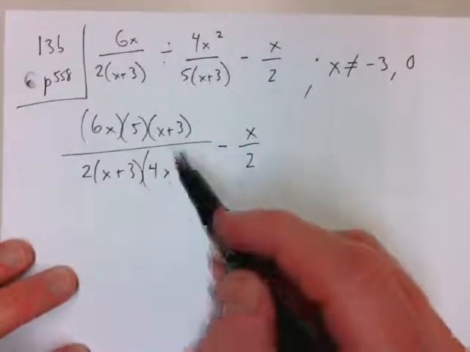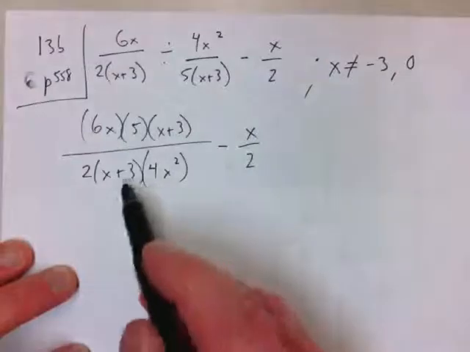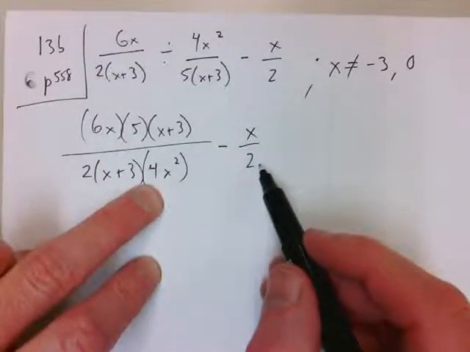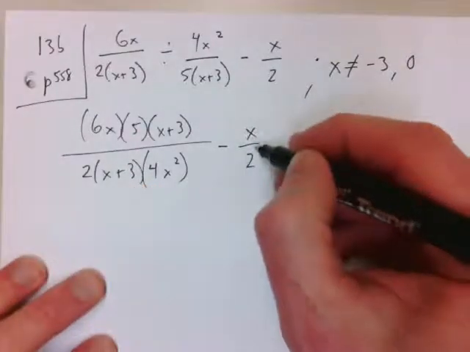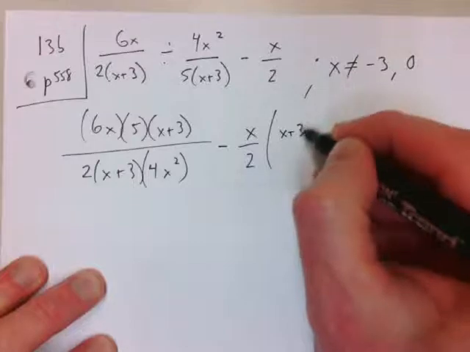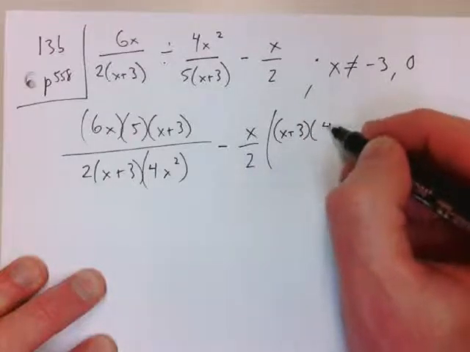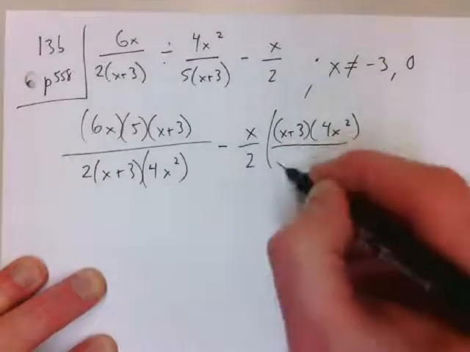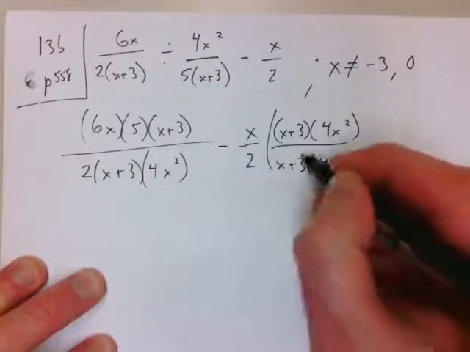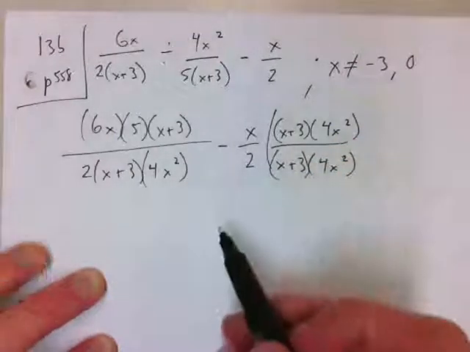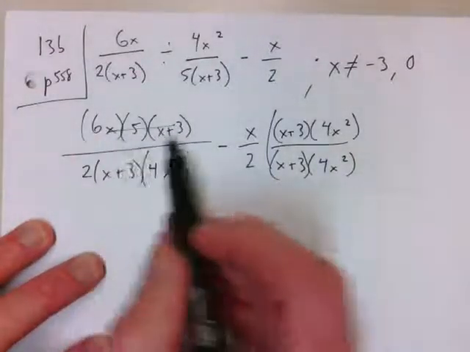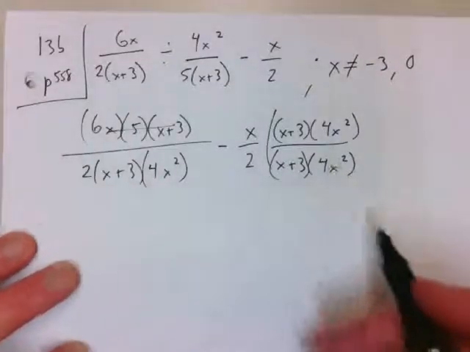So I just rewrote this. Now it's flipped and multiplied. 2 is in here, so it's fine. It needs an x plus 3 and a 4x squared. So I'm going to write it right now, just because I can. So x plus 3 times 4x squared over x plus 3 times 4x squared. Now we have a common denominator. So it's this mess up here minus x over this mess.